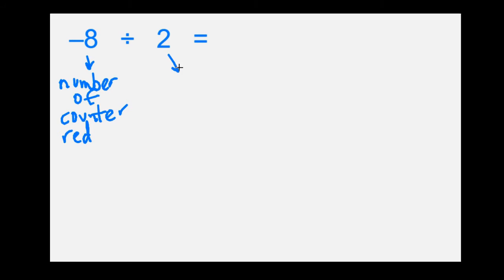So now let's model negative 8 divided by 2. What this tells us is that negative 8 is the number of counters. We're going to use the red ones now, since this is negative. And 2 is going to tell us the number of groups.